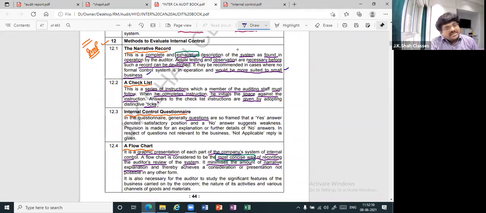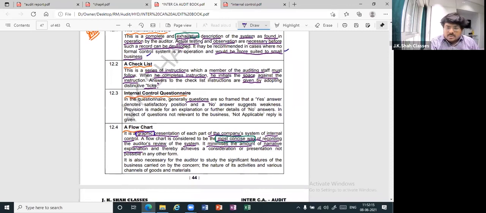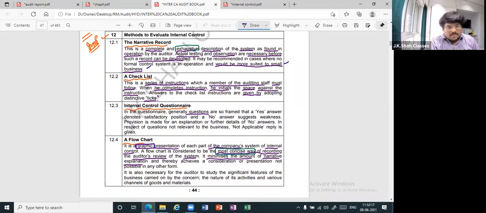Flowchart, ultimately, I hope is the most concise way. It is basically a graphical presentation of the entire ICS. All cool? Come on. By the way, this comes in the examination normally for 4 marks.